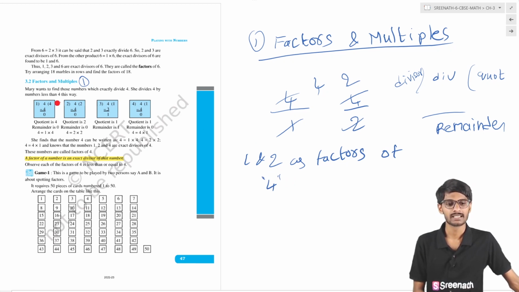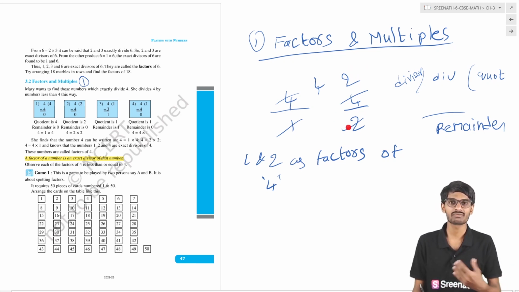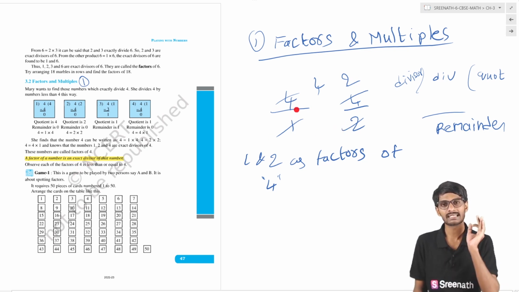So basically, if you clearly observe this, a factor of a number is an exact divisor. Here 2 is an exact divisor. It is completely dividing, and there is no remainder here. The remainder is 0. So what is the meaning of exact divisor? Complete division means we will get remainder 0.